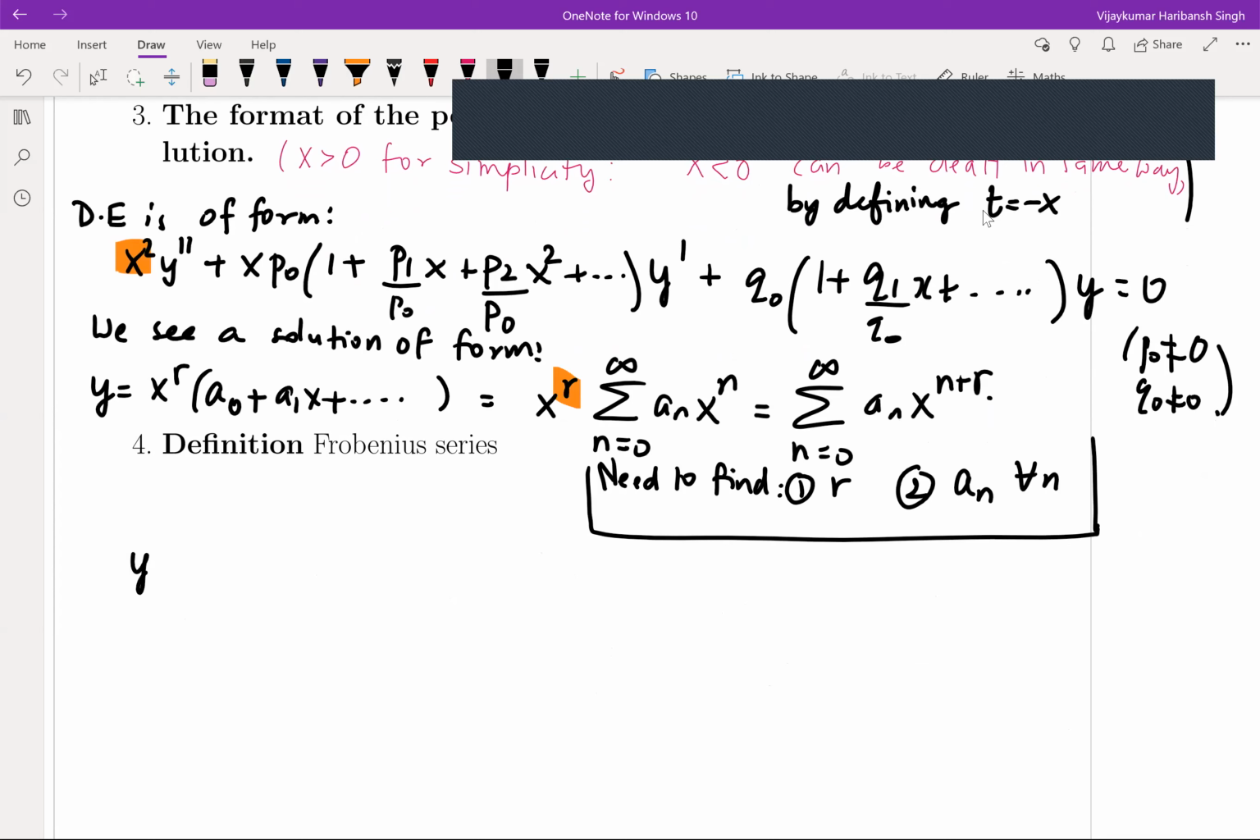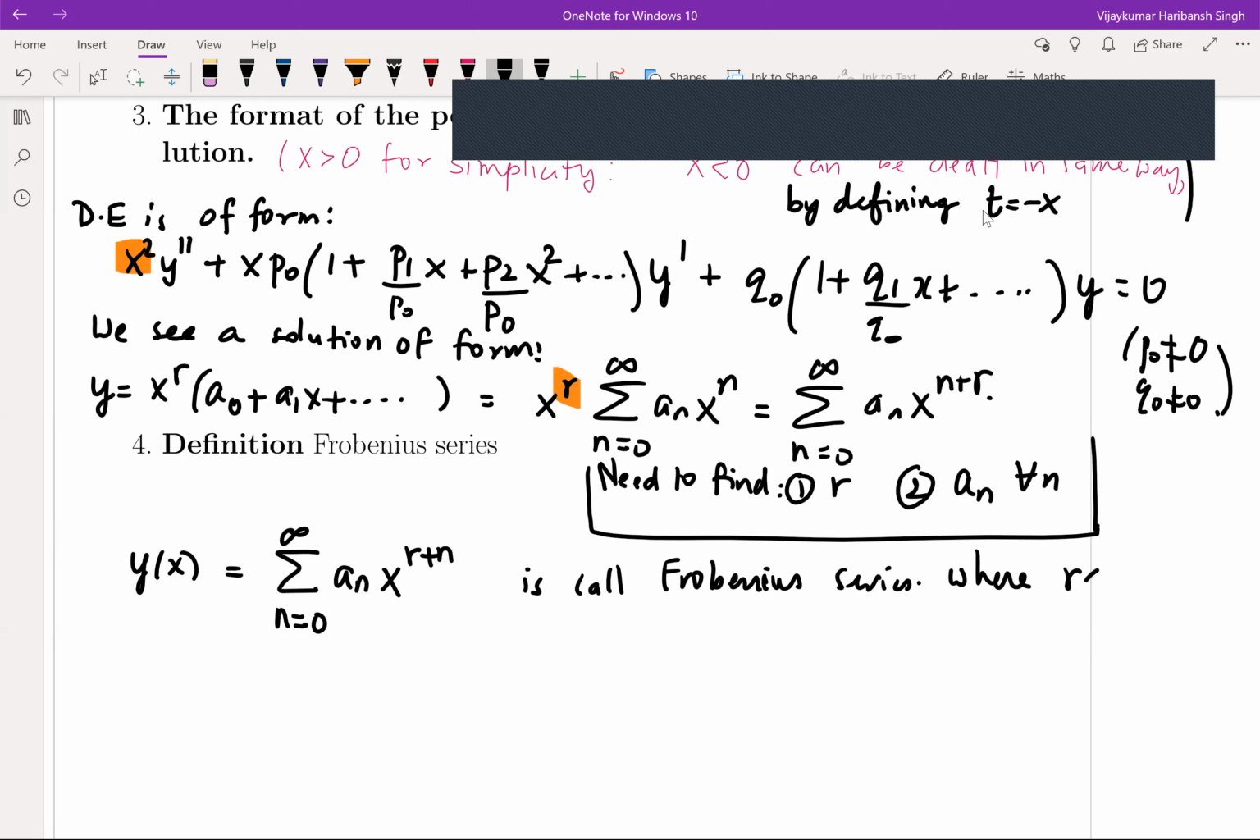So what is the Frobenius series? You take summation n equals 0 to infinity a n x to the power r plus n, which is called a Frobenius series, where r belongs to the reals and is a fixed real number. In some sense it's a generalization of power series. There are different ways to generalize the power series, and this is one of them.